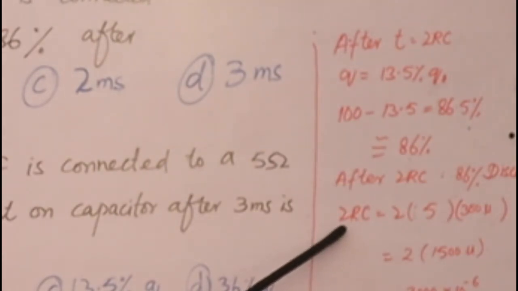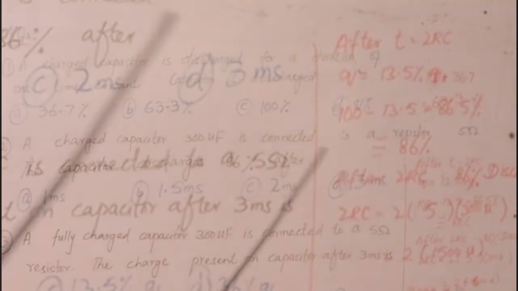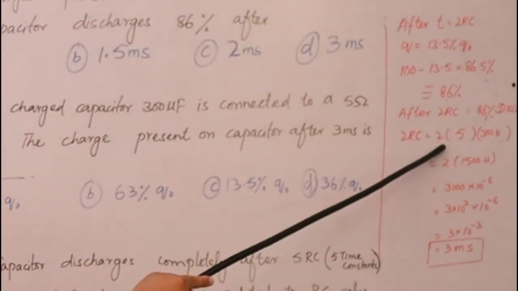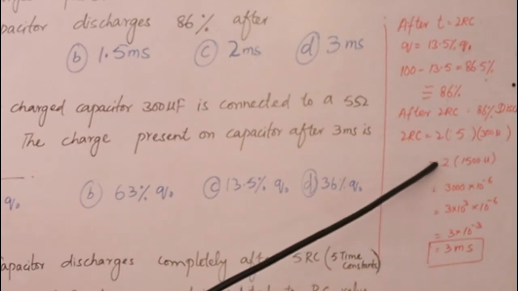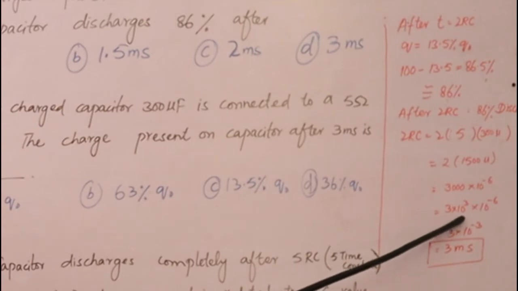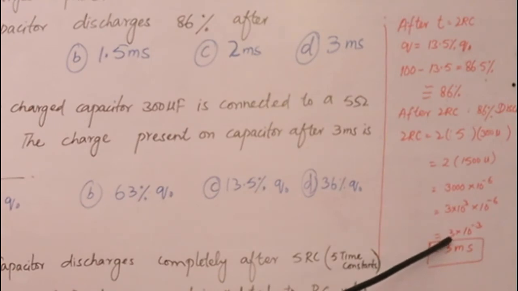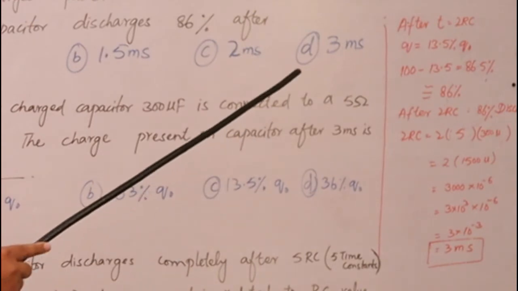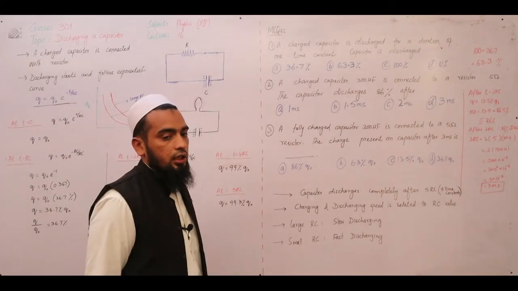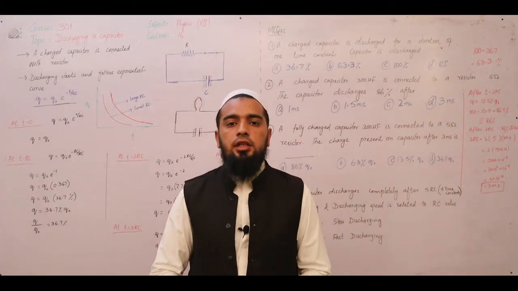And now we are going to find 2RC, 2R. R is 5 ohms, that is given, and C is 300 microfarad, that is also given. So we put in the values: 2 multiplied by 5 multiplied by 300 micro, 2 multiplied by 1500 micro, and 3000 micro, 3 multiplied by 10 power 3. We can write it like this, and micro is 10 power minus 6. It comes out to be 3 multiplied by 10 power minus 3 seconds, that is 3 milliseconds. Okay, so the capacitor is discharged 86% after 3 milliseconds.